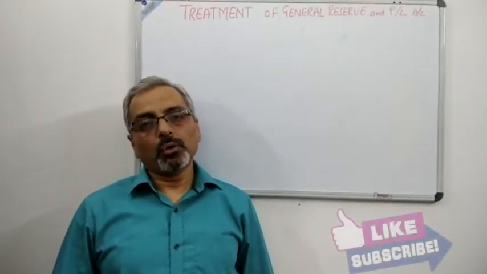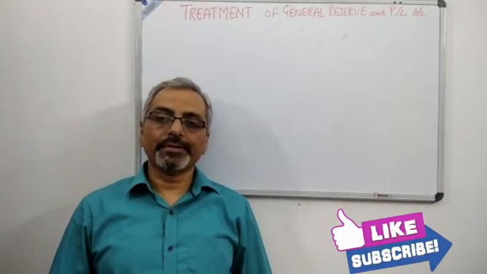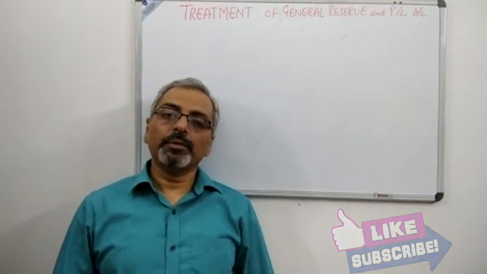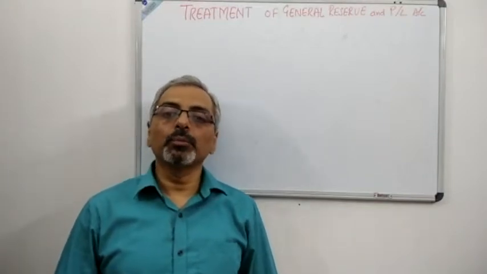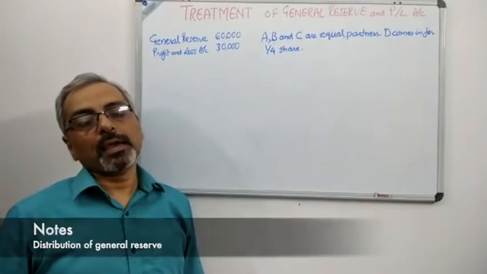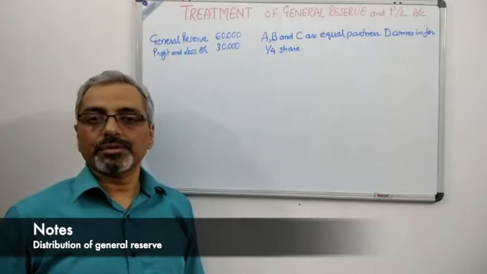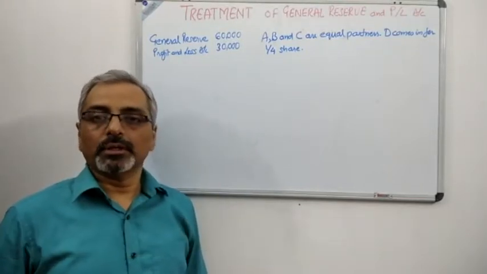I will talk about the treatment of general reserve and accumulated profits or losses in this video, and I'll explain to you what will be the impact of these items in case of admission of a new partner. Now here I have taken a case where in the liability side of the balance sheet there are two items. Number one, general reserve, which is valued at 60,000, and profit and loss account, which is valued at 30,000.